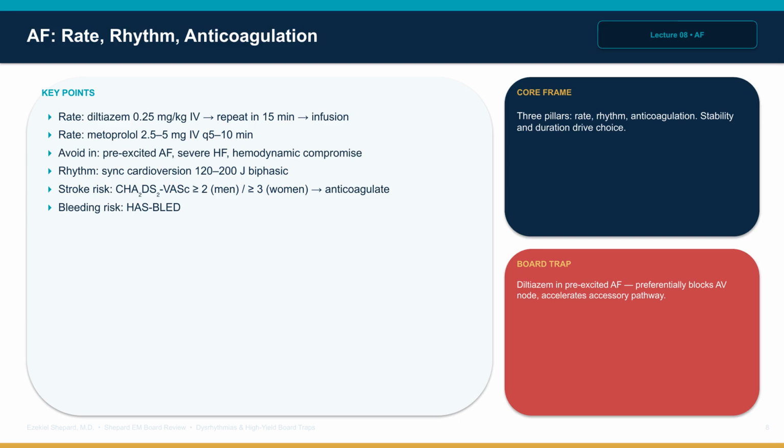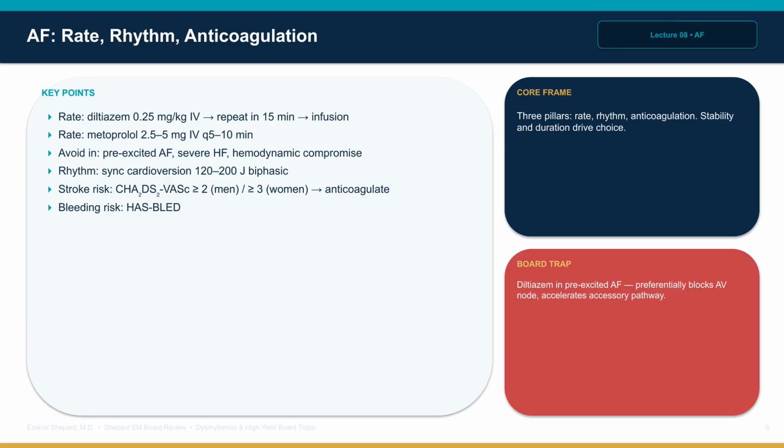Atrial fibrillation management has 3 pillars. Rate control: Cardizem 0.25 milligrams per kilogram intravenous, repeat in 15 minutes if needed, then infusion. Low pressure: 2.5 to 5 milligrams intravenous every 5 to 10 minutes. Avoid both in pre-excited AFib, severe heart failure, or hemodynamic compromise.